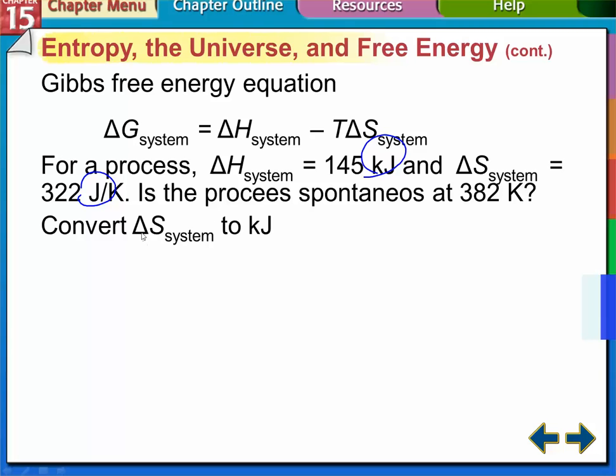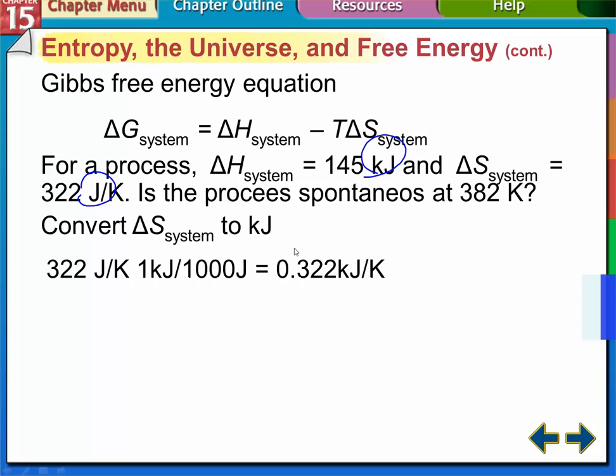Right? So to convert the delta S to kilojoules, we need to take those joules and divide them by 1,000, right? 1 kilojoule has 1,000 joules. So we do that, we end up moving the decimal place over 3 places to be 0.322.